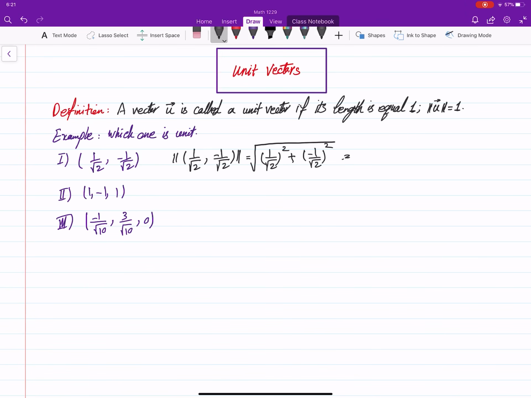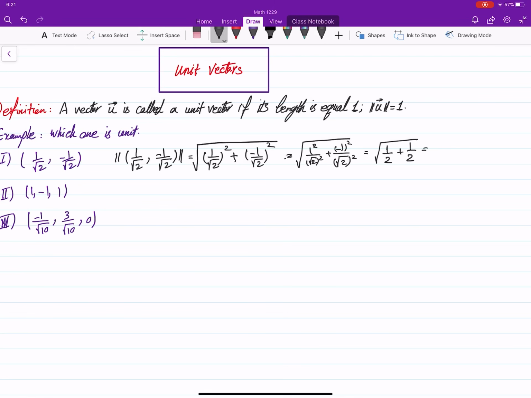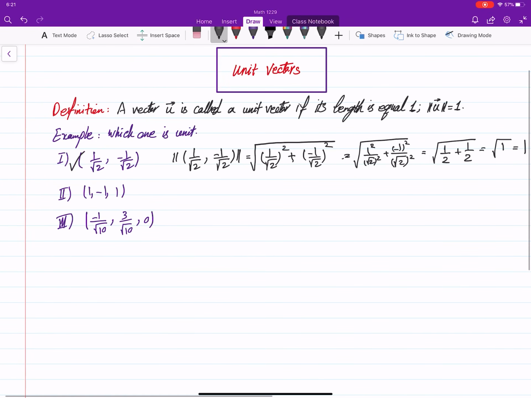Here it means: 1 squared over root 2 squared plus negative 1 squared over root 2 squared. And we know that the square of root 2 is 2, the square of 1 is 1. So we have 1 over 2 plus 1 over 2. You add them, you get 1. The square root of 1 is 1. The length is 1. That means that this vector is a unit vector.